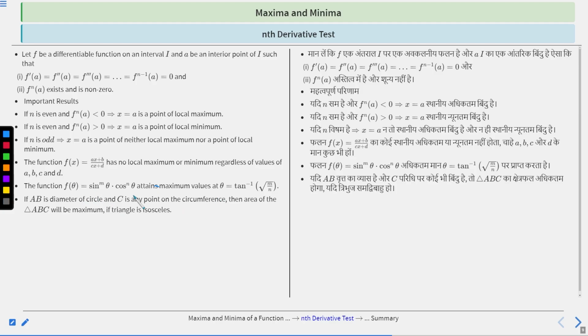If AB is the diameter of a circle and C is a point on the circumference, then the area of triangle ABC will be maximum if the triangle is an isosceles triangle, right? You have to remember this. This can be asked in a fill in the blanks type question, or also in a statement type question. You have to remember this.